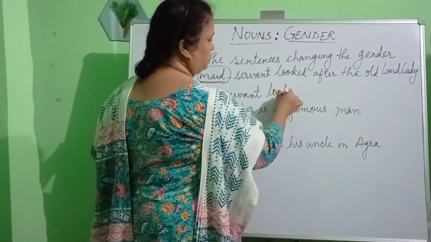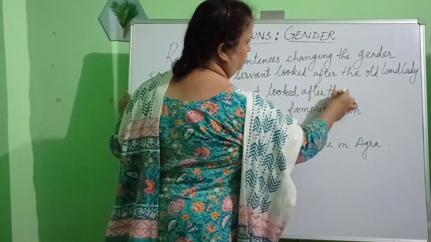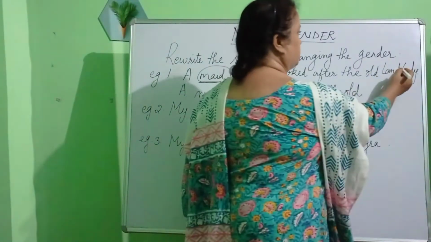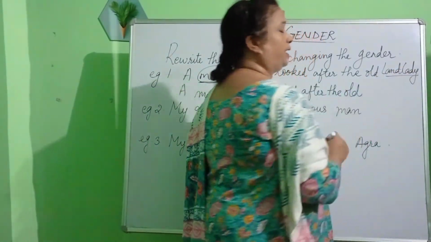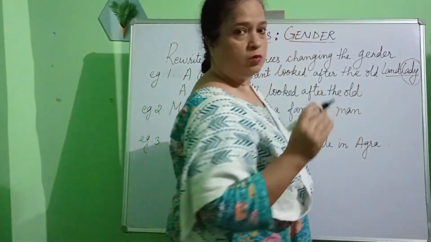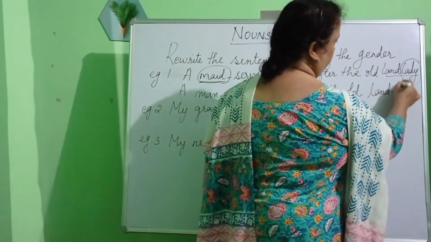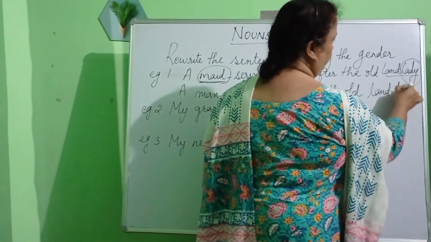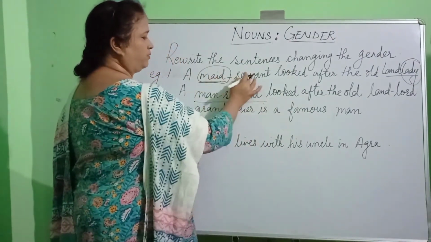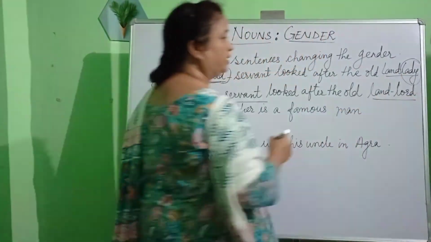We write the rest of the sentence: looked after the old. Now, if you have a look at this word over here, once again there is a compound word, landlady. So, what's the gender over here? Lady. So, lady will be changed to landlord. The common noun will be written as it is. So, what are the changes that I made in this? From maid servant, I brought it to man servant. From landlady, I brought it to landlord.